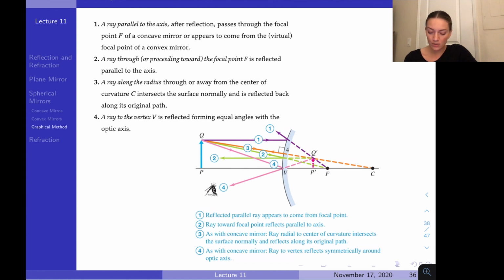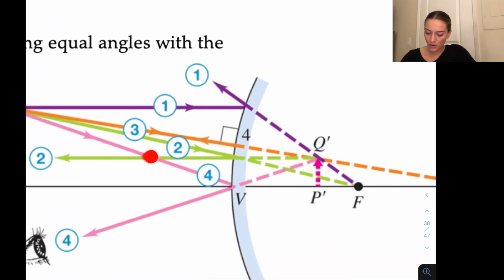Then for our second ray, we do a ray that goes towards the focal point. So it goes from here to the focal point. If it's going towards the focal point, it gets reflected parallel to the axis. So now this ray is parallel to the axis, and again you extend the reflected ray back here.